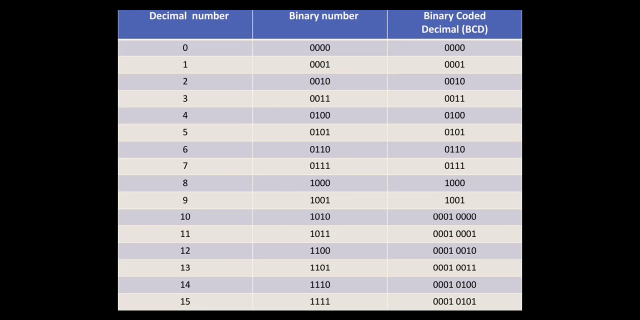Here we have decimal numbers 0 to 15, but generally decimal numbers are 0 to 9, and corresponding binary numbers also 0 to 9. But in case the value exceeds 9, the BCD value will be changed.